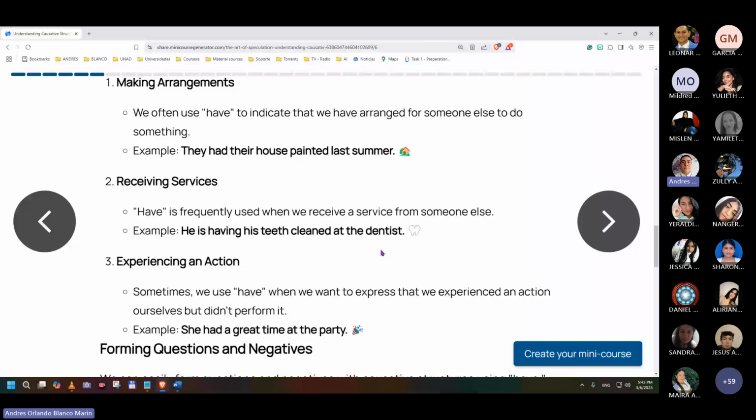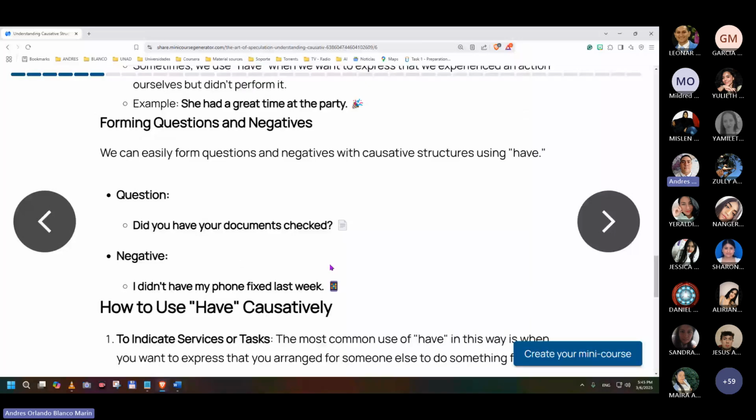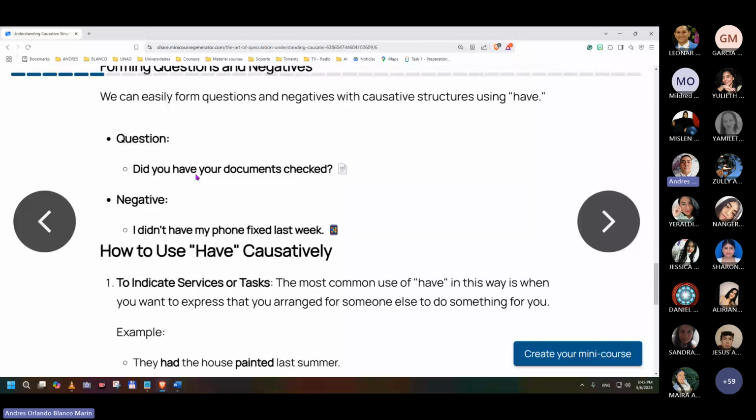Once again, you can form negative statements or questions just by adding the proper auxiliary verbs. In this example, I'm using did because it's a question in the simple past. Did you have your documents checked? For example, you go to the airport or to an embassy and you need to present your documents. Someone can ask you, did you have your documents checked? Yes, I did. No, I didn't. Or in a negative statement, I didn't have my phone fixed last week.